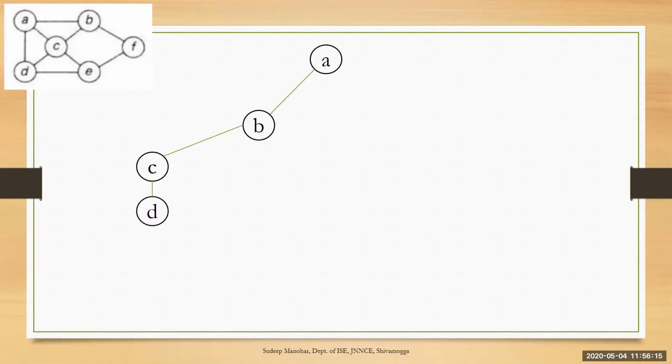Okay. Next, D is connected to A, C, E. A and C are already part of the path. Don't consider that. Then the only vertex remaining is E. Choose E. Next, E is adjacent to D, C, and F. Out of D, C, and F, D and C are already part of the path cycle, and hence don't consider this. The only left vertex is F.